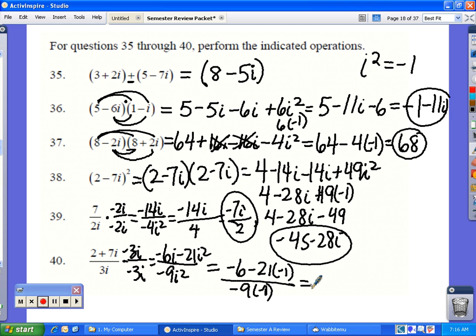Simplify that a little bit more. Oh, forgot my i there. And you will see that negative 21 times negative 1, that's actually going to be a positive 21 minus 6i over a positive 9. And that is your final answer.